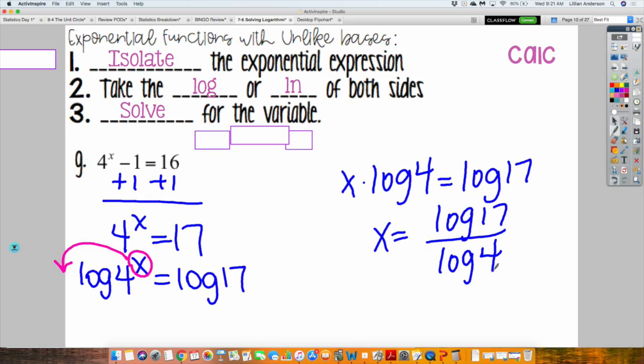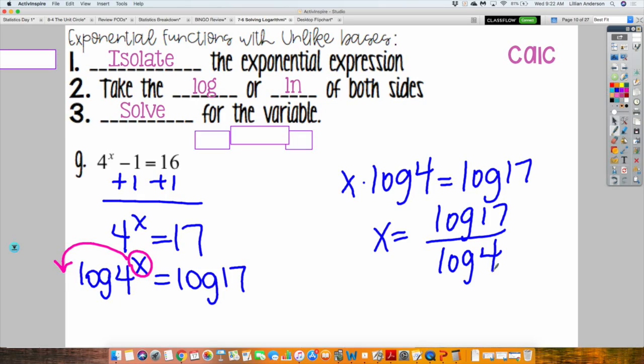And that's what we type into our calculator. Now, Sunny and Thomas, y'all just type yours in exactly how you see it. Log 17 divided by log 4. Get your answer. Us with these oh so wonderful calculators.